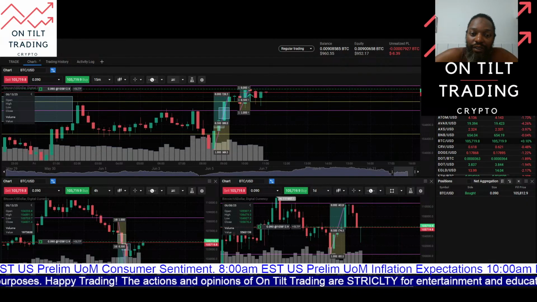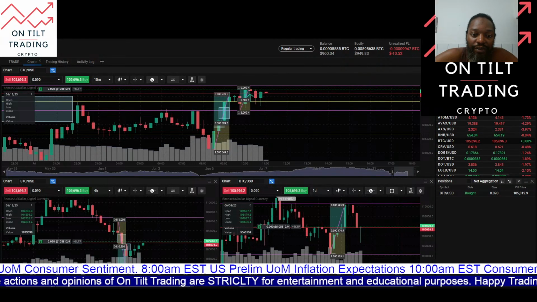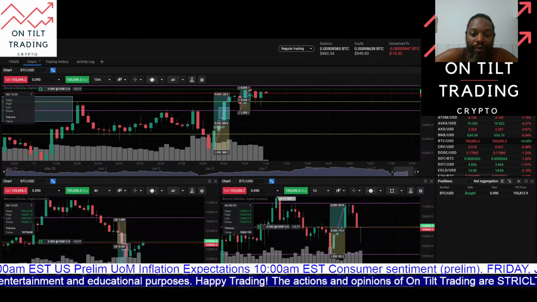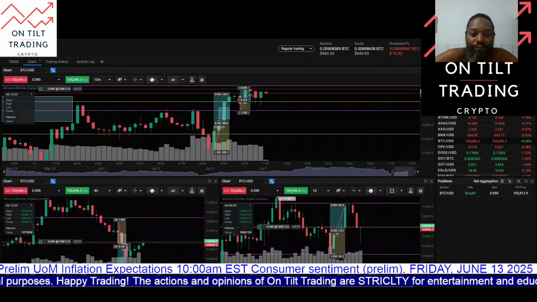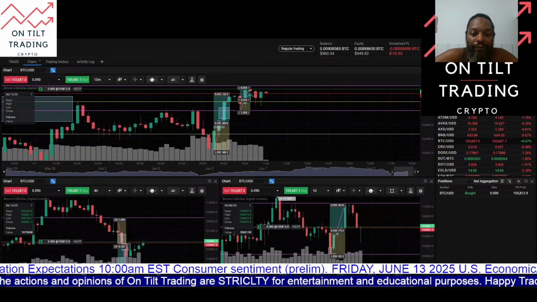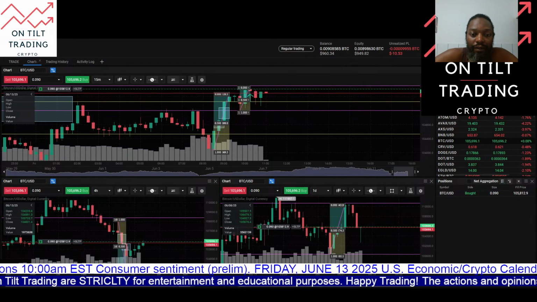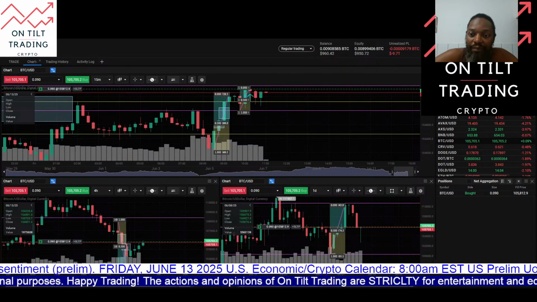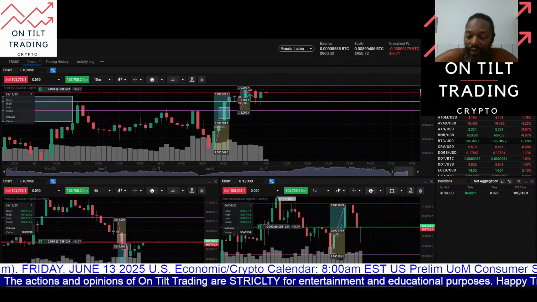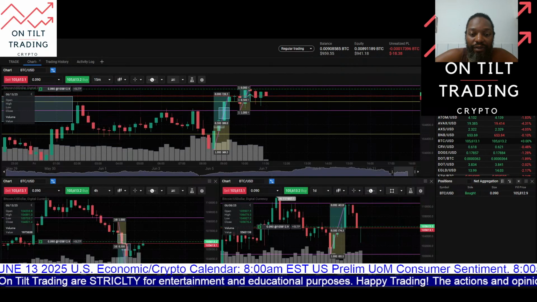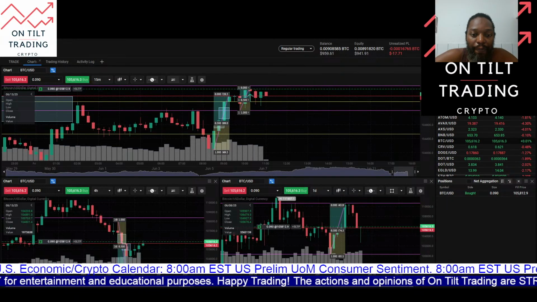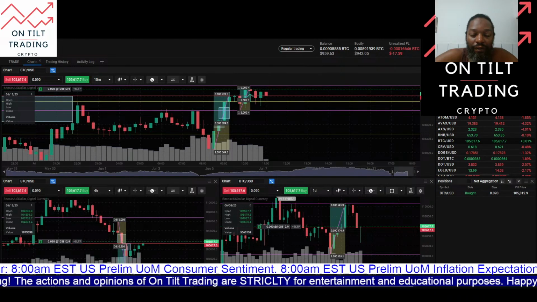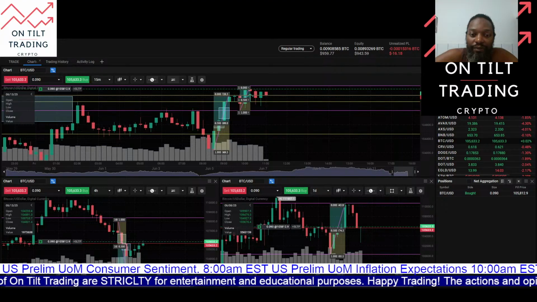We'll see if there's continuation from that reaction down off of the structural range high. That's another thing with these trades off of higher time frames, just having the patience to sit through them. They don't happen as quickly as trades on the 1 or the 5-minute. Selling in this candle.